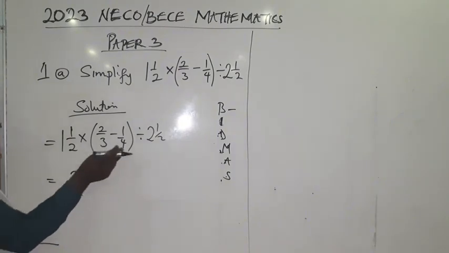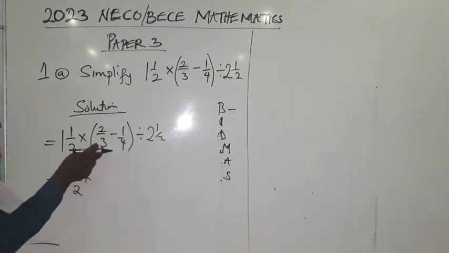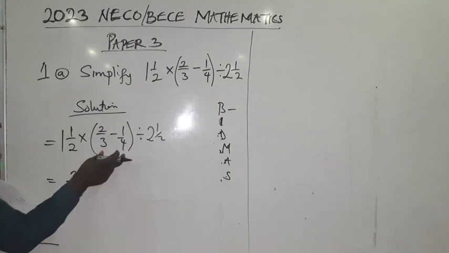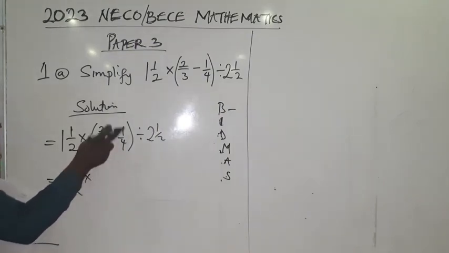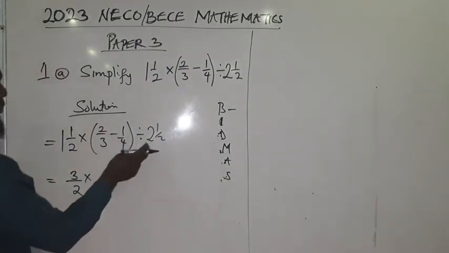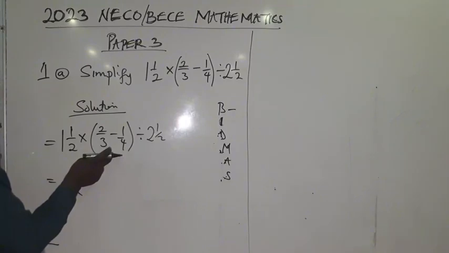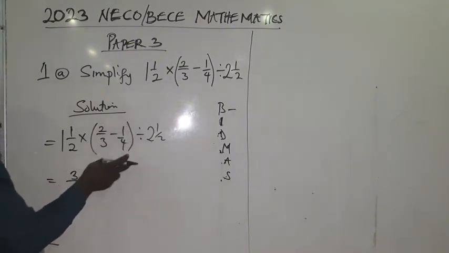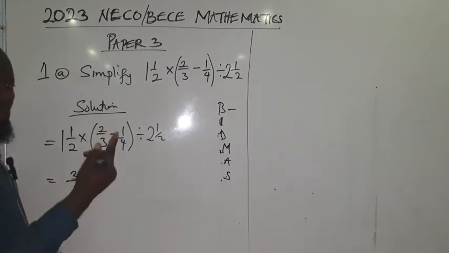So what we have in there is subtraction, so we're going to solve it first. You notice that this is a bracket, and what we have inside is subtraction. Someone may say that you have to do multiplication and division before subtraction. No, because this one is a bracket. So solve what you have in the bracket so as to get a single fraction.